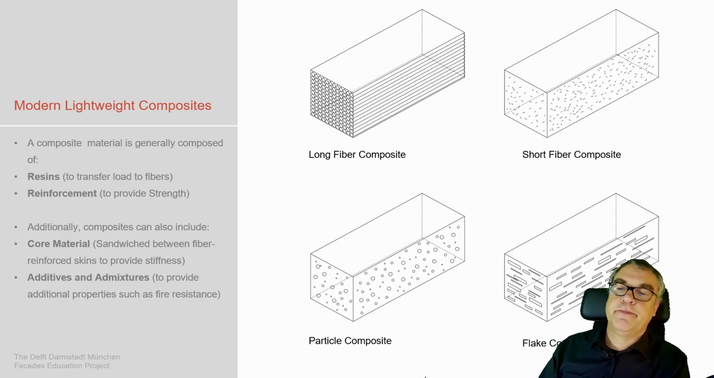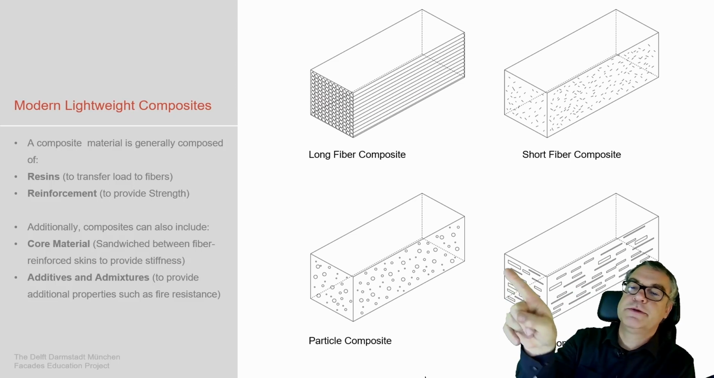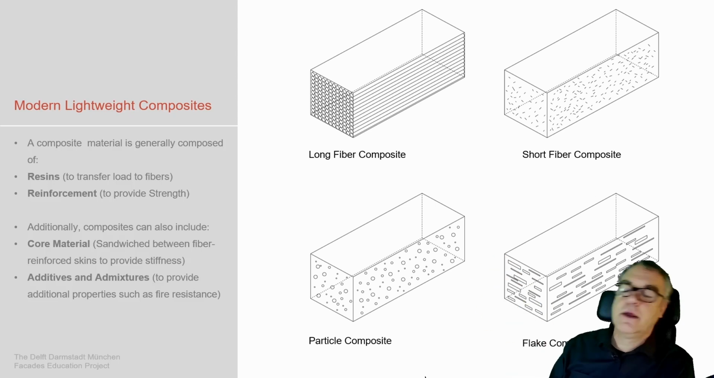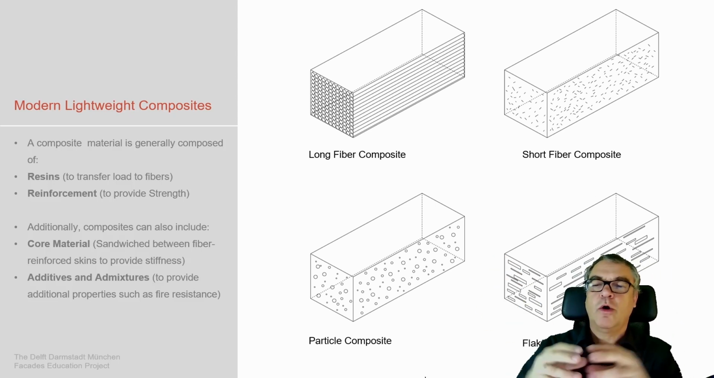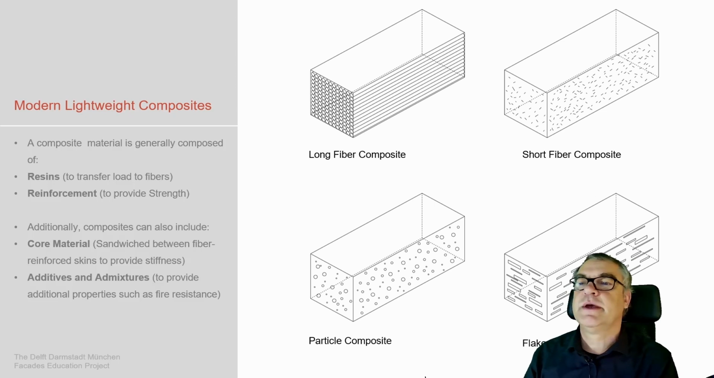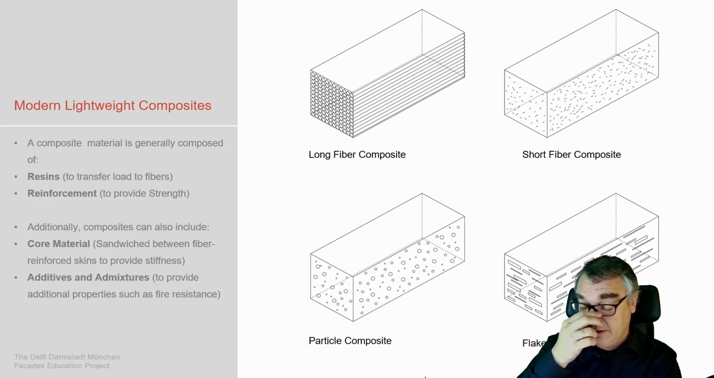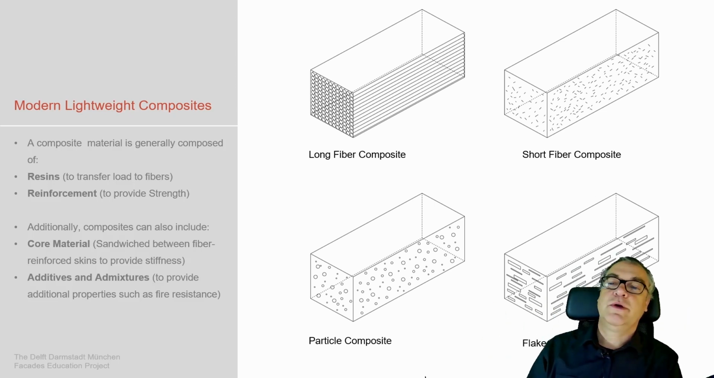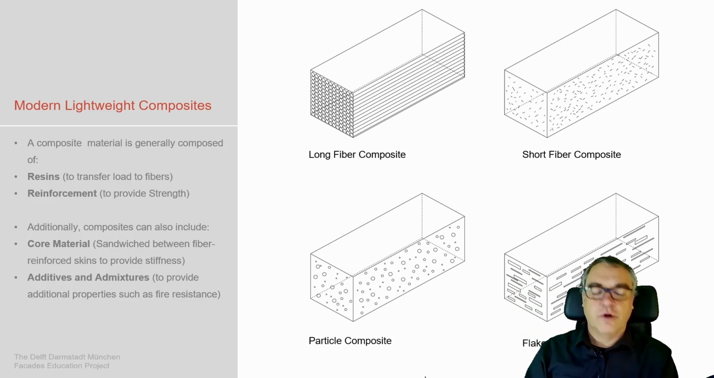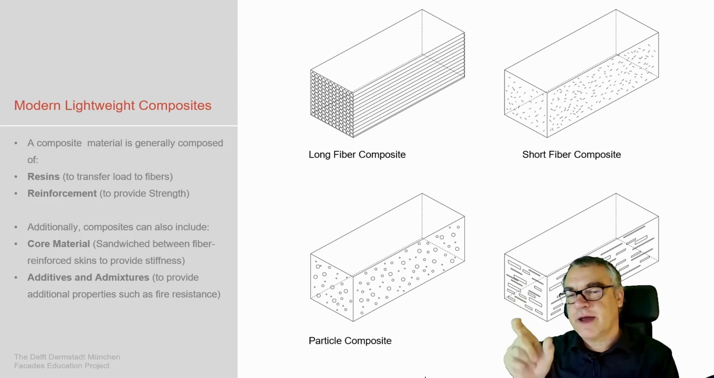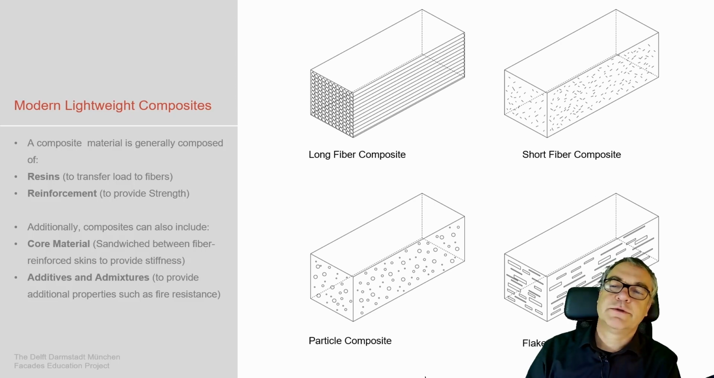We have various ways of dealing with this. We have the long fiber composite, which is the top left one. The typical concrete structure would have long steel reinforcements, and you position the reinforcement where you need it. We also have the short fiber composites. That's what we see when we go for concrete, for example, with short fiber steel reinforced concrete.